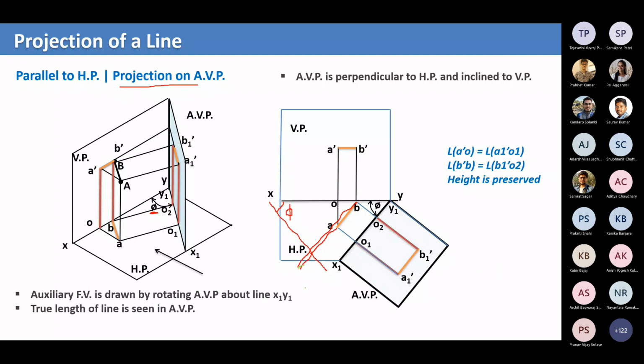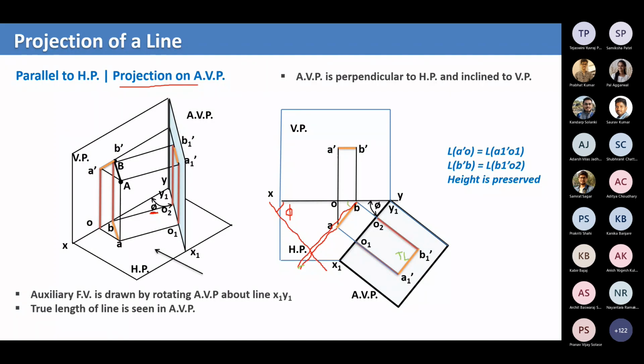Is this good? No, it's not making any sense. But here, this a1 dash b1 dash will give us the true length. Why? Because this auxiliary plane is exactly parallel to the line AB. That's why this auxiliary projection is giving us the true length.